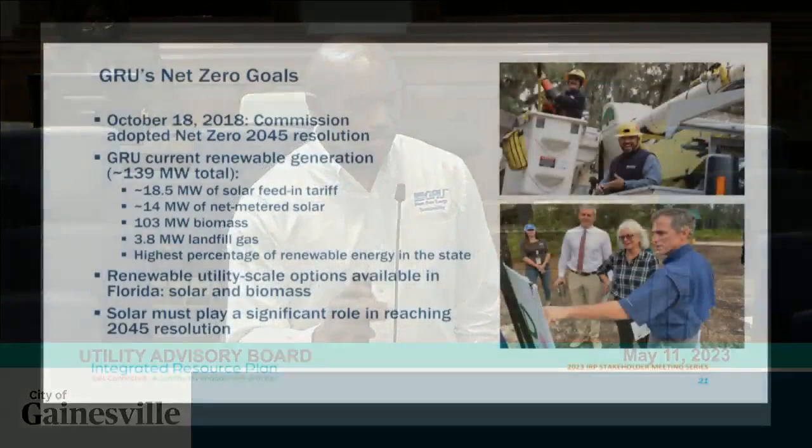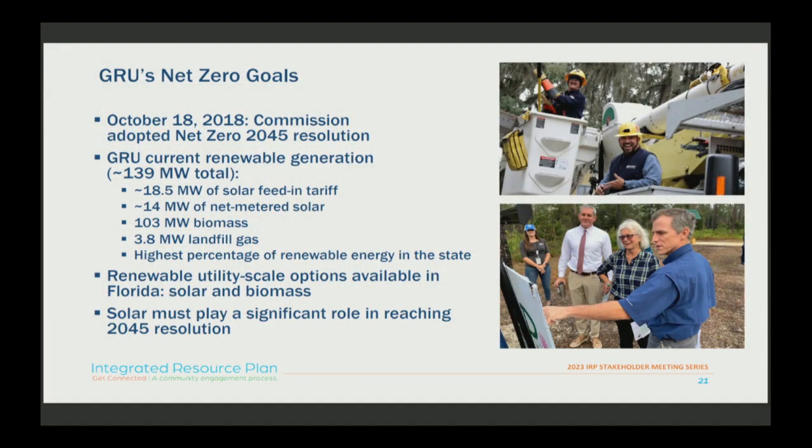So let's talk a little bit about net zero. You guys know about the resolution and the 2045 net zero resolution that was put in place in October of 2018. We currently have roughly 140 megawatts of renewable energy on our system, 18.5 megawatts of solar feed-in tariff, roughly 14 megawatts of net meter solar, and that number is increasing week by week. 103 megawatts of biomass, and roughly 4 megawatts of landfill gas. As of last year, of our total energy requirement, we met roughly 30% of that requirement with renewable energy. And that is by far the highest in the state. No one else is in double digits. And so that's something to be proud of.